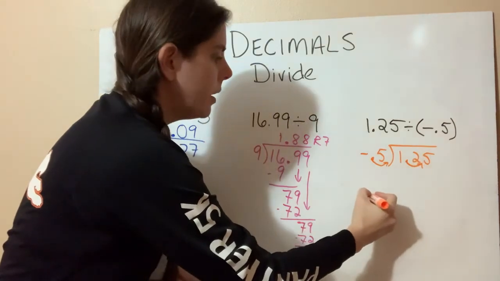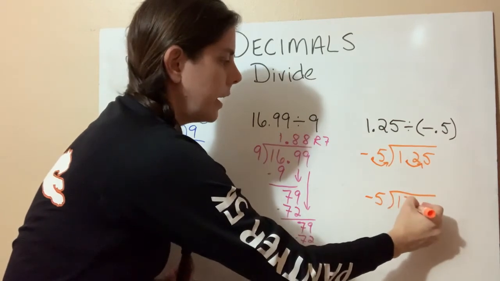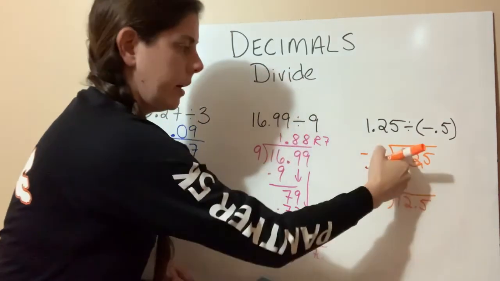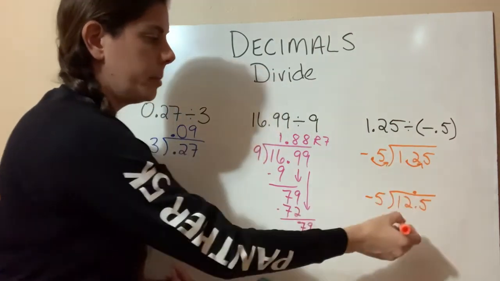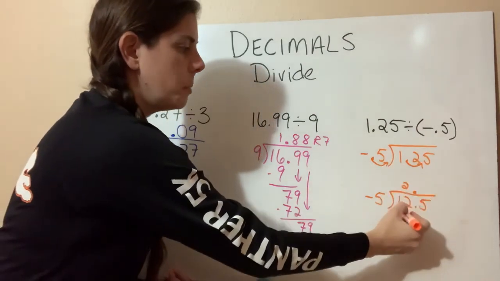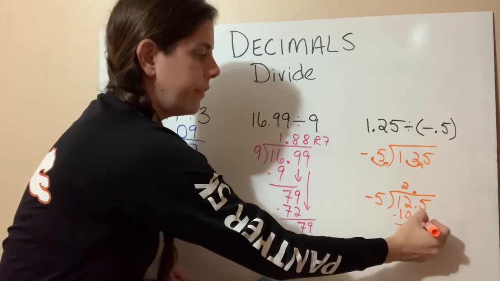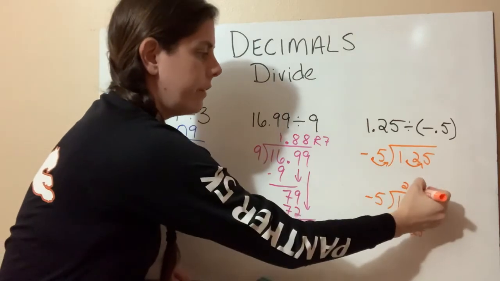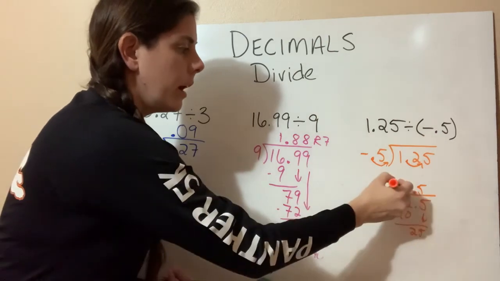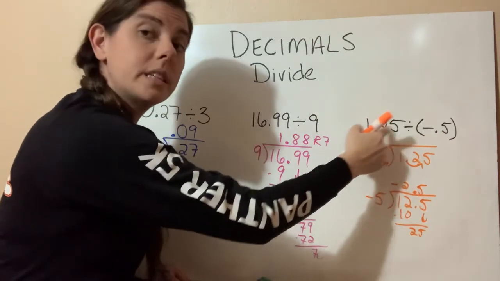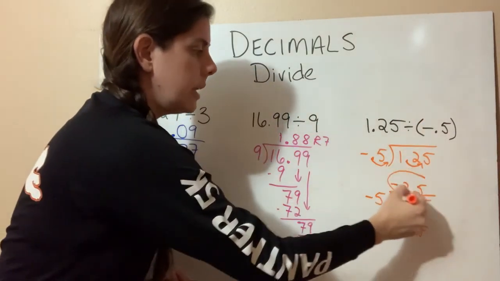So our new setup is just going to be a -5, and it's going into a 12.5 now. We moved this decimal over 1, and now that we moved it over, we can go ahead and bring that up. So 5 goes into 12 2 times, and 12 minus 10 is 2. Bring down our 5. 5 goes into 25 5 times, evenly, so there's not going to be anything left over. And we know that our answer is going to be negative because a positive divided by a negative equals a negative. So our answer is going to be -2.5.